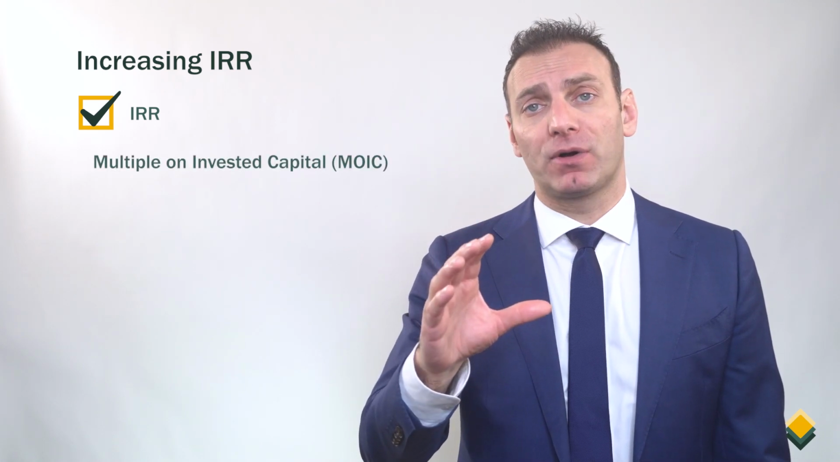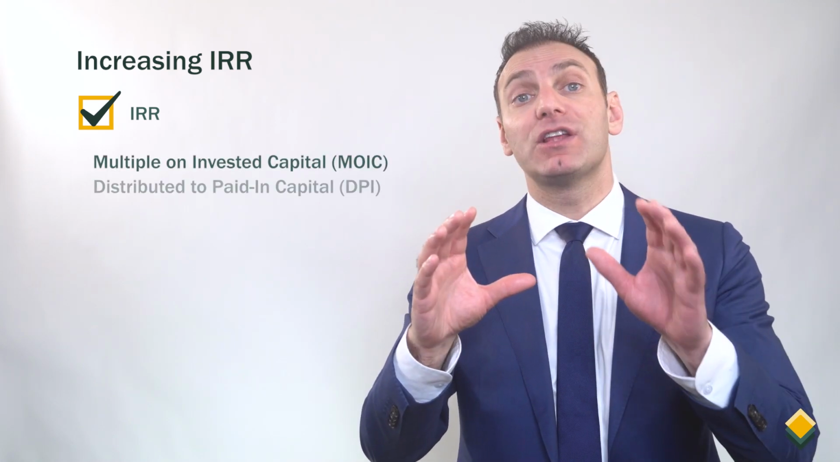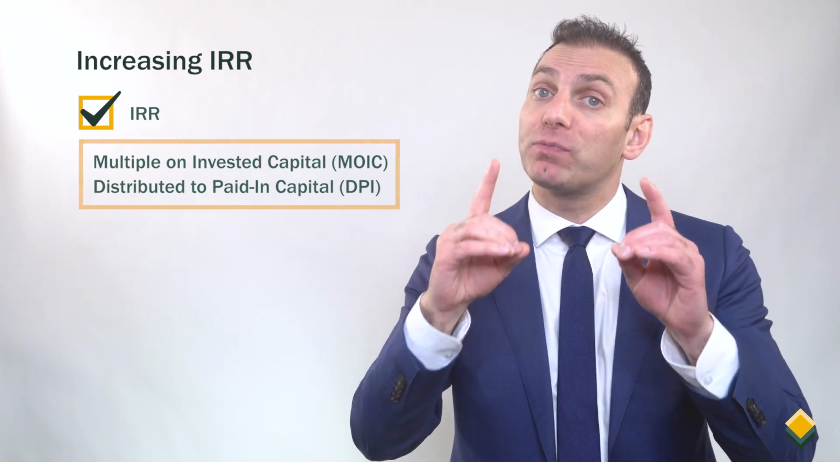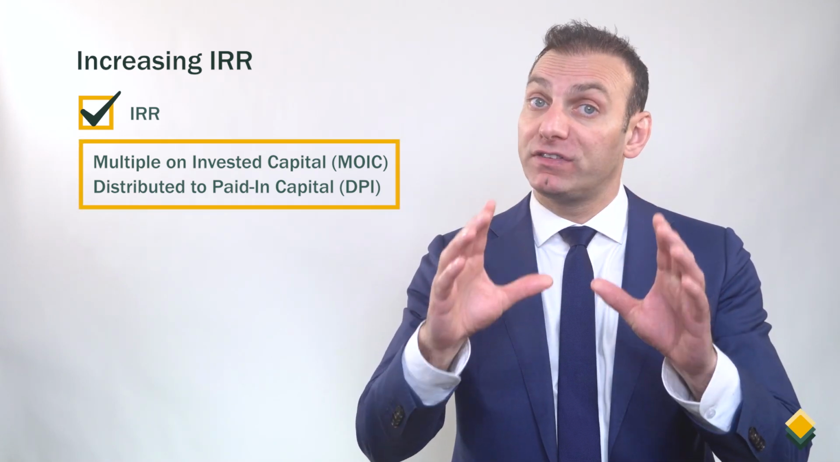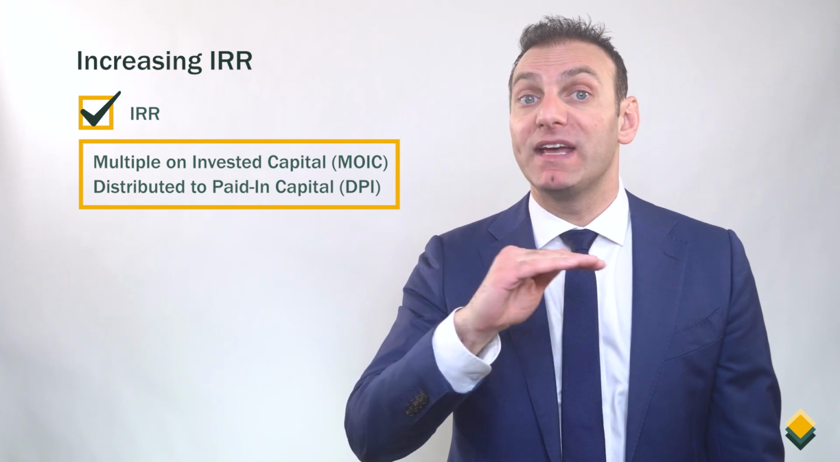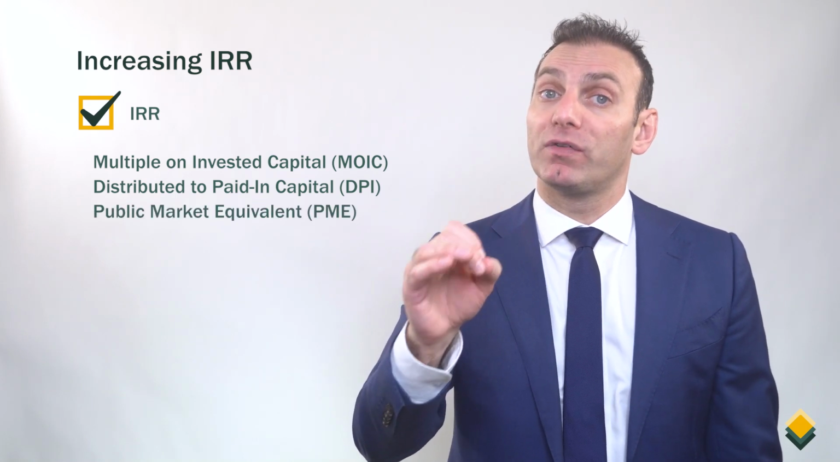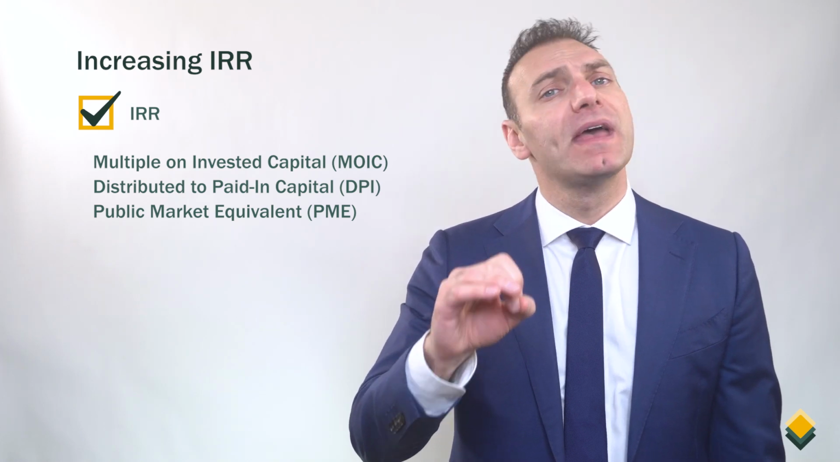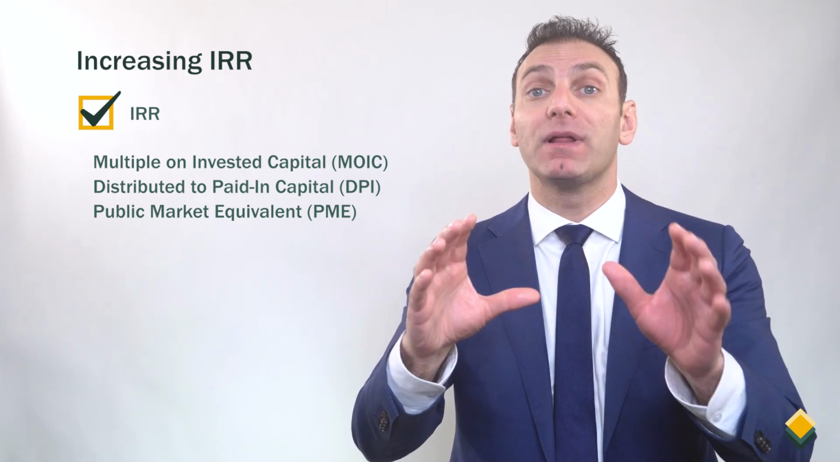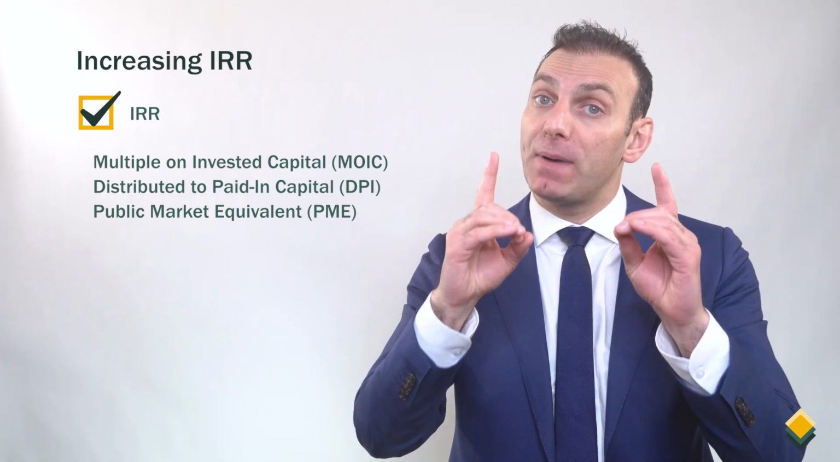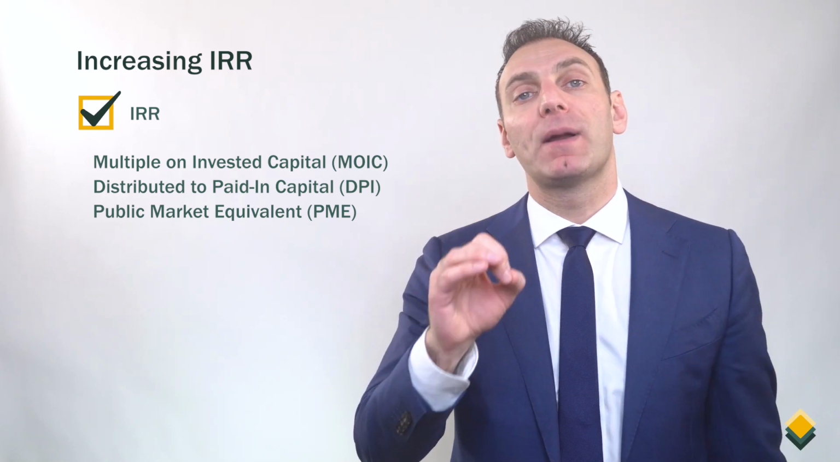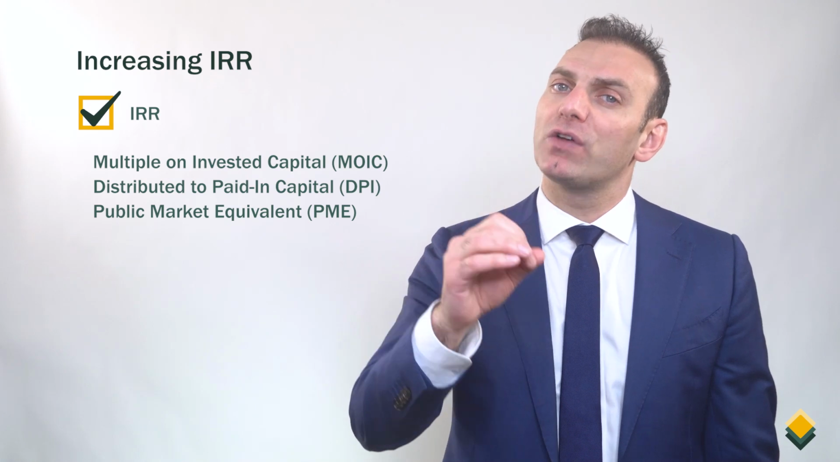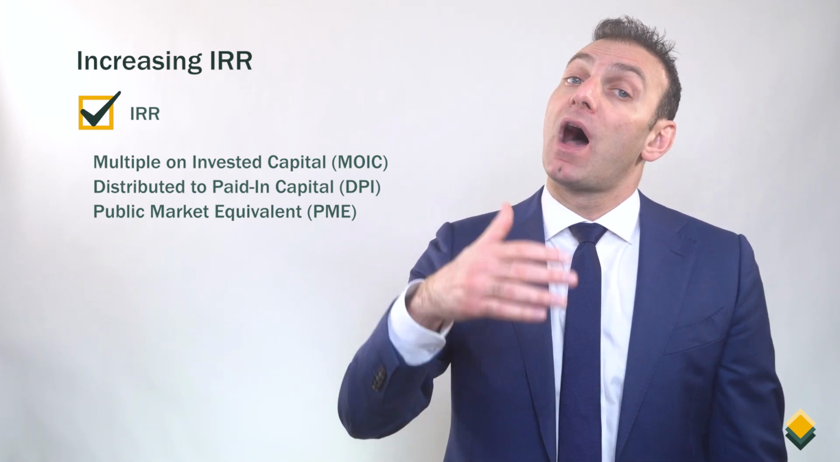Multiple uninvested capital, MOIC, and distributed to paid-in capital, DPI, are both multiple-based metrics. They are decent, but they don't take timing into account. Public market equivalent, PME, is more used by academics and not used very much in industry. It compares private equity to the public markets, but there's a lot of debate over what is the most appropriate public benchmark to use. It also is subject to many assumptions.